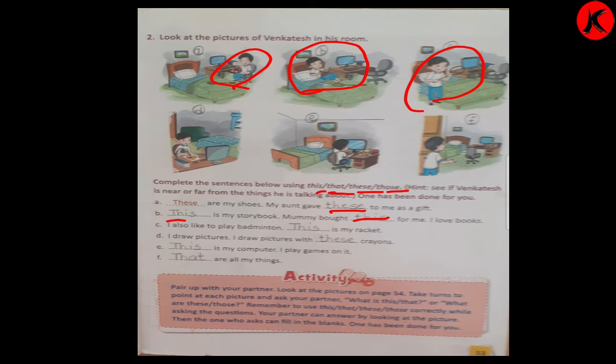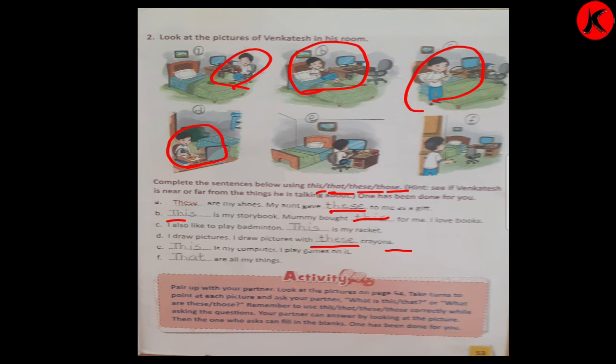D. I draw pictures. I draw pictures with dash crayons. Now you can see crayons is plural. Over here he is saying he has crayons in his hand and is drawing. So what is he saying? I draw pictures with these crayons. So what is the answer? These crayons. Because they are near to him and he is using many crayons to draw the pictures. He has many crayons.